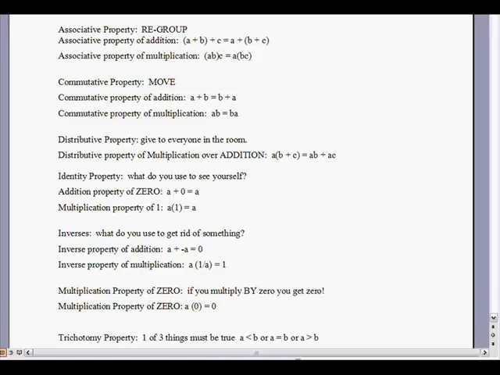Properties are extremely important in algebra to try and solve equations, simplify, graph, factor. Let's review some of these properties. The associative properties are regrouping.